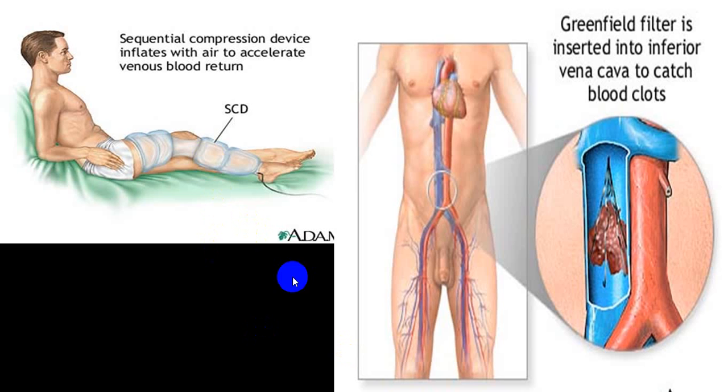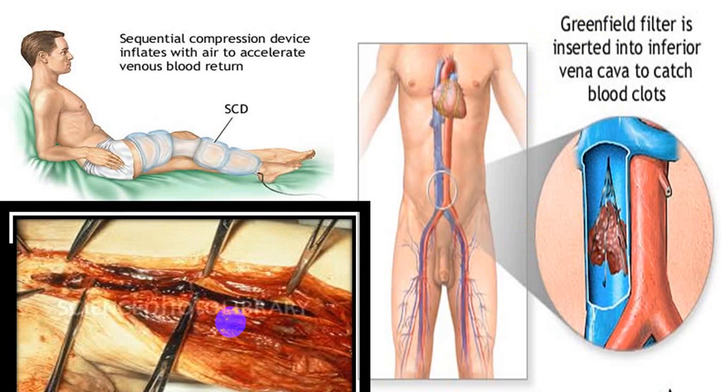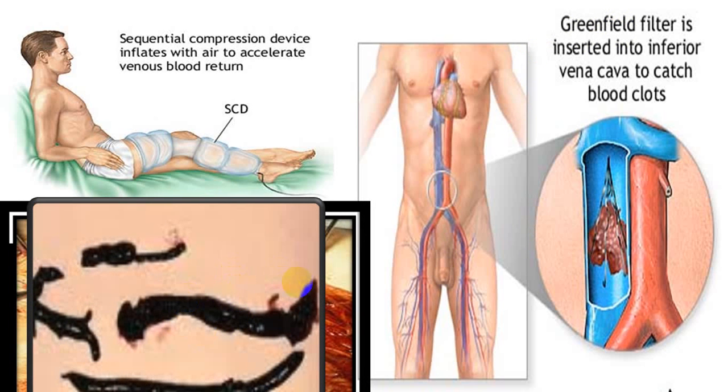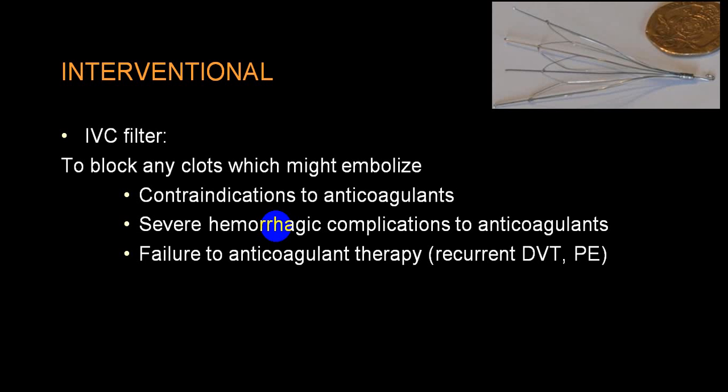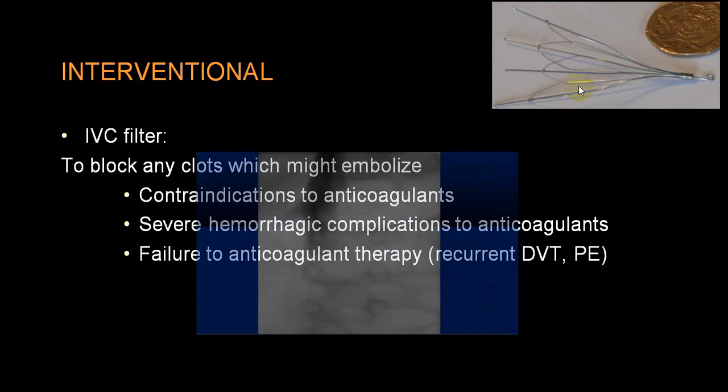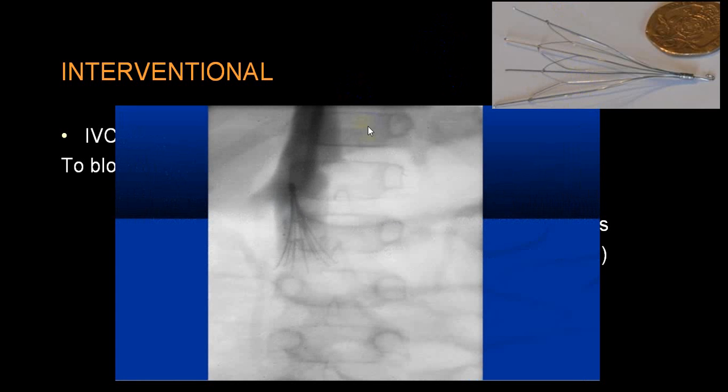These are stockings. This is an IVC filter to prevent thromboembolism. It is described as a Greenfield filter inserted into the IVC, inferior vena cava. This is thrombectomy. You can see how big the clot is. So these are different types of IVC filter which are available. You can use those IVC filters. You can see this is an IVC filter. So you can prevent thromboembolism.